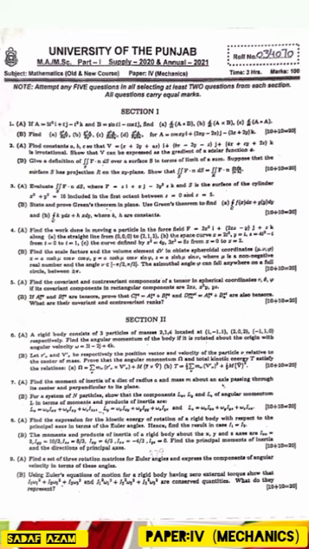Section 2. Question number 6a. A rigid body consists of three particles of masses 2, 1, 4 located at (1, −1, 1), (2, 0, 2), (−1, 1, 0) respectively. Find the angular momentum of the body if it is rotated about the origin with angular velocity ω is equal to 3i − 2j + 4k.